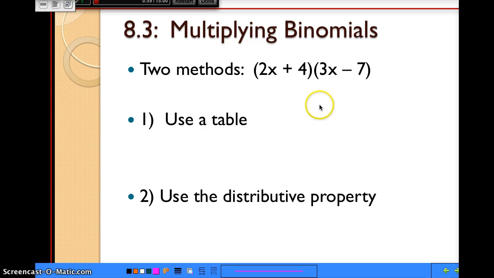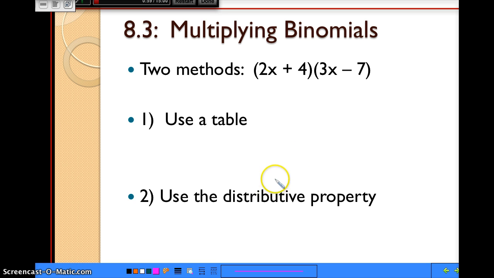(8.3) Multiplying binomials. I'm going to actually show you guys two different ways to multiply binomials. The first method, which is using a table, actually gives you a visual, and many kids, when they first look at this concept of multiplying two binomials, this makes a little more sense to them. It's more creative. Sometimes kids like to use this better, but it's definitely more time consuming.